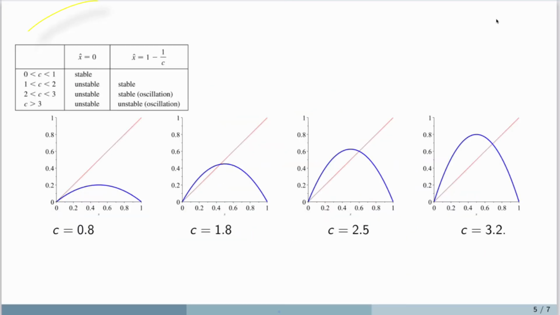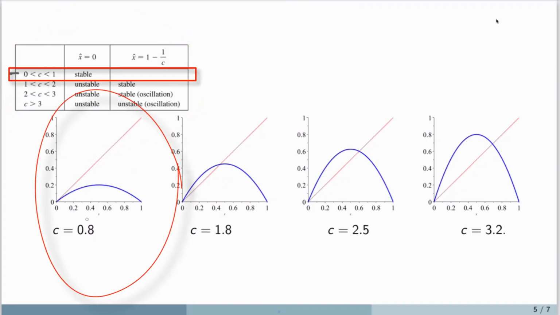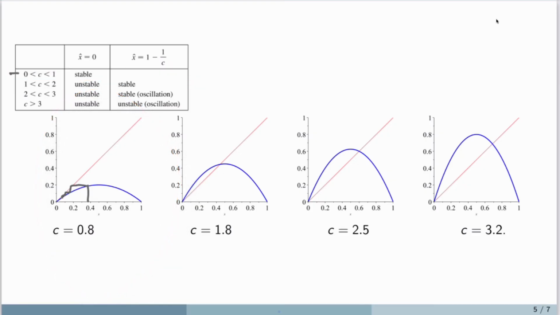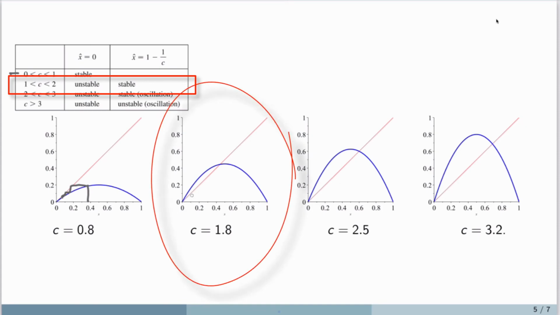So here on this table I have written the cases. If c is between 0 and 1, then x hat is stable. And there's an example right here where c is 0.8. 0 should be stable, and if I do cobwebbing, it is stable. The next case, when c is between 1 and 2, then x hat equals 0 becomes unstable, and 1 minus 1 over c arises and becomes stable. So this is this case. And indeed, the upper fixed point is stable, 0 is unstable.